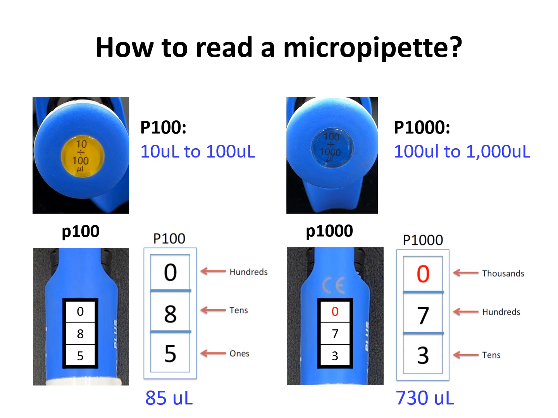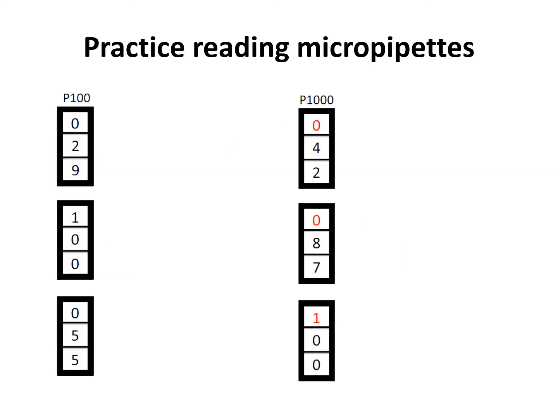You do have to know how to read the P100 and the P1000. So go ahead and practice. I do give you other examples right here, so that you guys can go ahead and try it out yourself. So if you have a P100 and you set it to 0 2 9, what would that be? That would be 29 microliters. So if you thought 29, then you are correct.